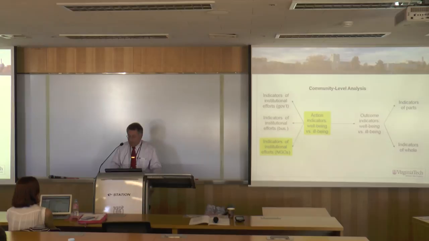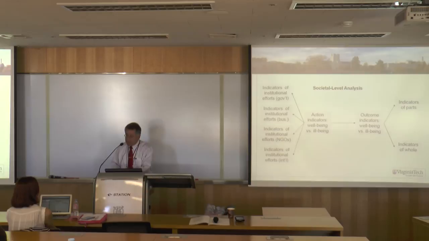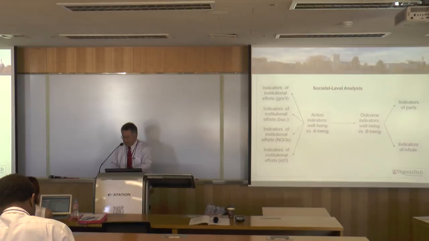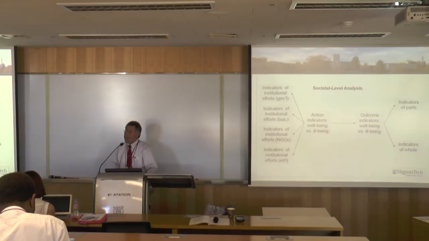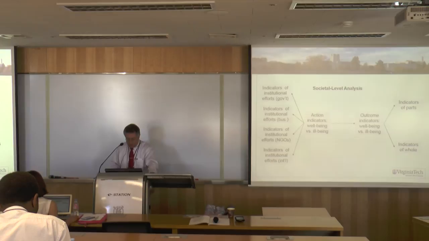And finally, we can talk about the same kind of thing at the societal level, at the country level. And in that context, again, we have outcome indicators, we have action indicators of well-being versus ill-being, we've got indicators of parts versus whole, we've got action indicators for different kinds of institutions. When we're talking about institutional efforts, here we're talking about government or business institutions, NGOs, as well as international agencies, international institutions.